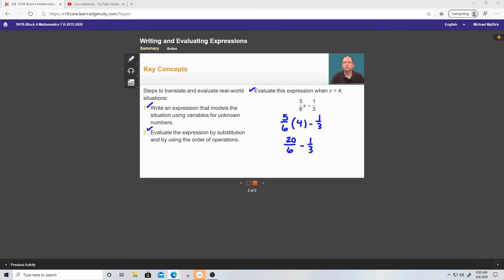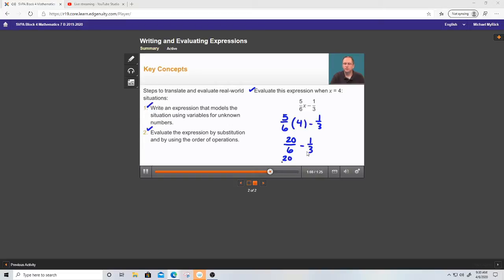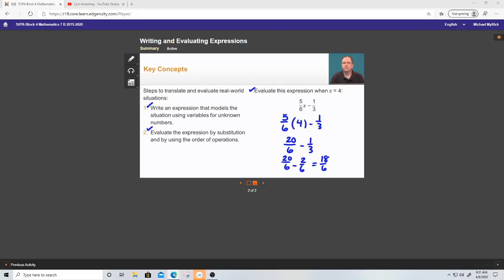In order to subtract, we need a common denominator. So we'll have 26 minus 26, which equals 18/6.